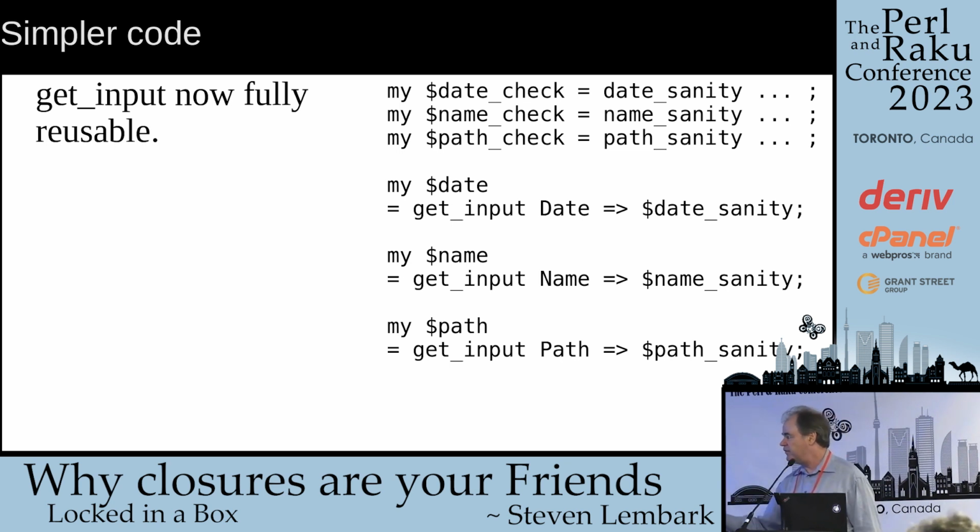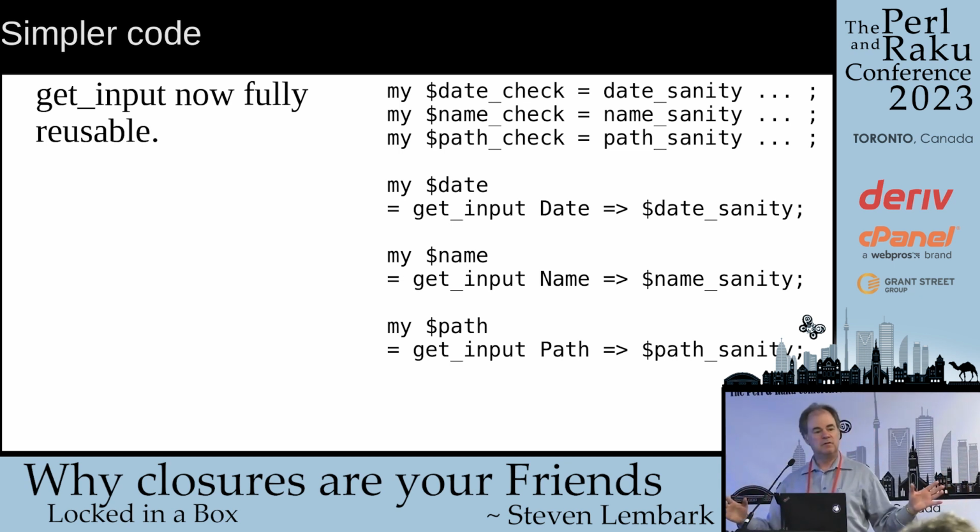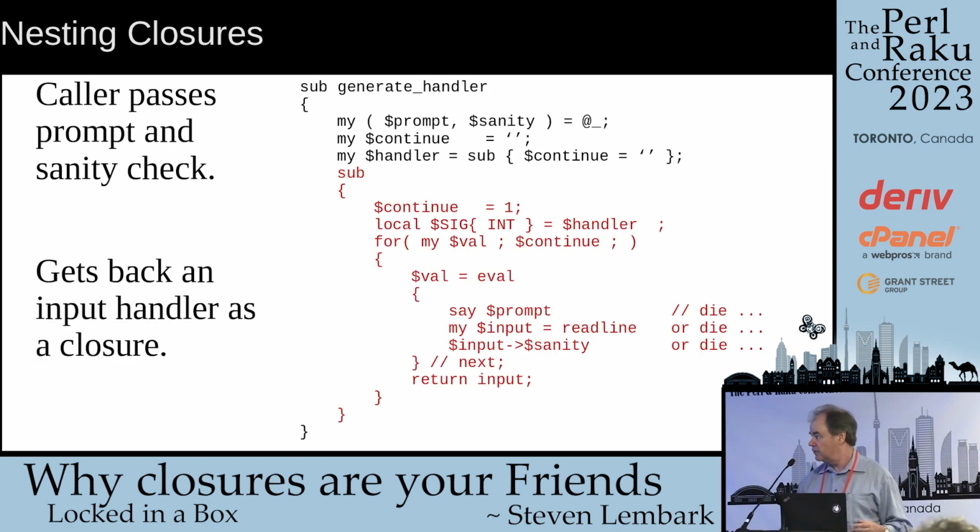The date sanity and the name sanity might be complete. Name sanity might just be, hey, it has to be non-zero. Date might be 45 checks long. One of these checks might even go to a database. You don't care. Neither does the boilerplate. It just knows things are getting checked. You pass this much in, you get back.